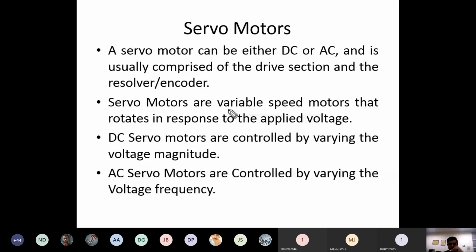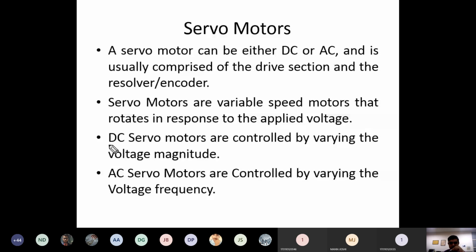Servo motors are variable speed motors. I already discussed that in a servo motor we are getting variable speed, and I have used it a number of times. When we use a servo motor, we get variable speed of the motor that rotates in response to the applied voltage. Whatever voltage we apply, based on that we get the response.